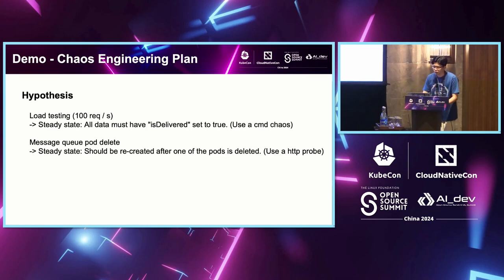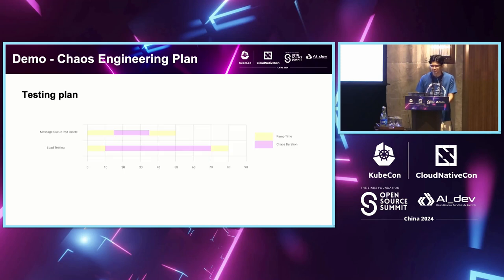First of all, we will make a load to our application. We're going to request 100 requests per second. After injecting chaos, all data must have its delivered set to true. We will use a CMD probe to validate. And simultaneous with the above chaos, we will delete a queue pod. After chaos injection, the queue pod should be recreated and perform normally. We will use an HTTP probe to validate it.